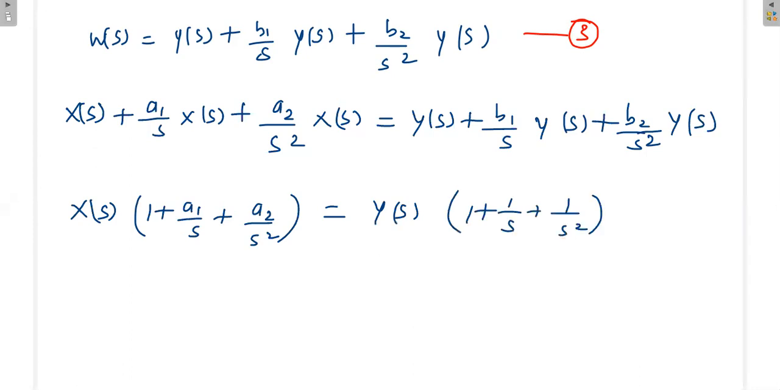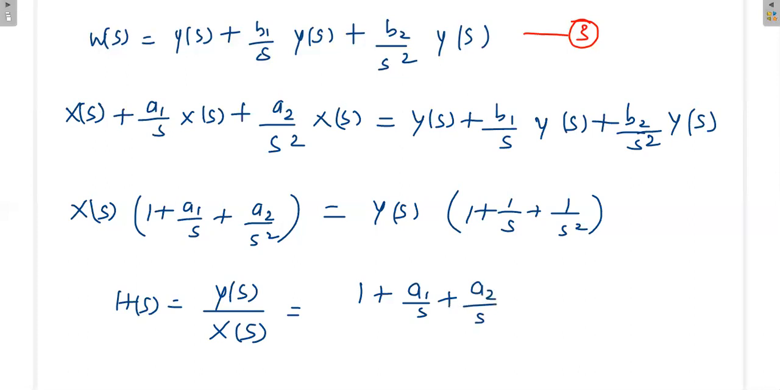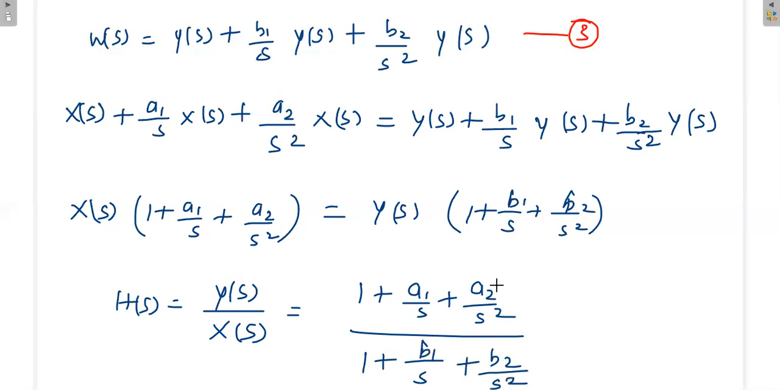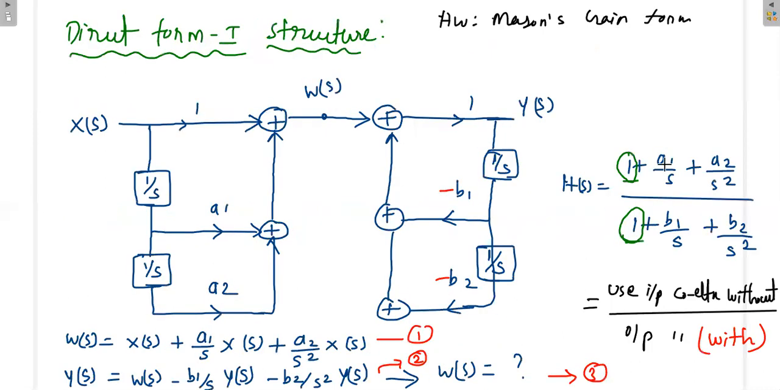Again, what is H(s)? H(s) is equal to Y(s) divided by X(s). Then that means Y(s) over X(s) is 1 plus a1 by s plus a2 by s square, divided by 1 plus b1 by s plus b2 by s square. Okay, so now we started with this equation.